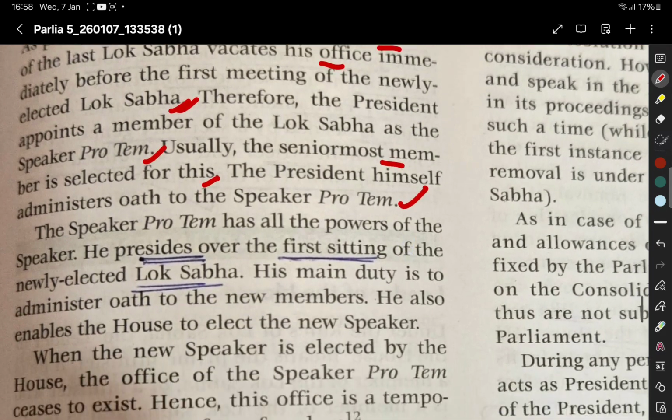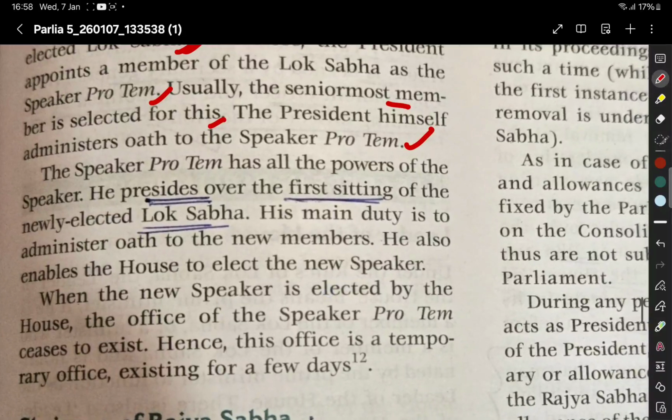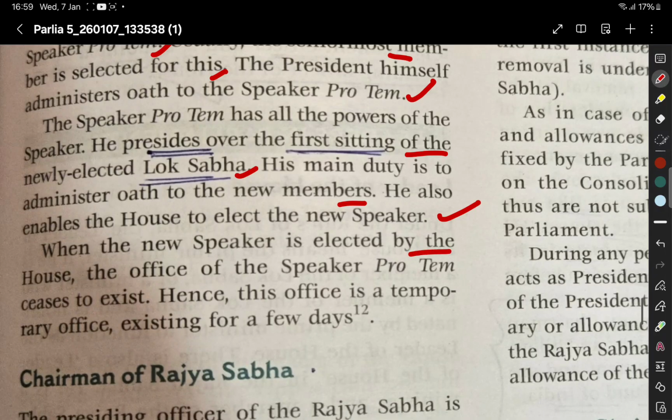Now, the Speaker pro tem has all the powers of the Speaker. He presides over the first sitting of the newly elected Lok Sabha. His main duty is to administer the oath to the new members. He also enables the House to elect the new Speaker. When the new Speaker is elected, the office of the Speaker pro tem ceases to exist. Hence, this is a temporary office existing for a few days.